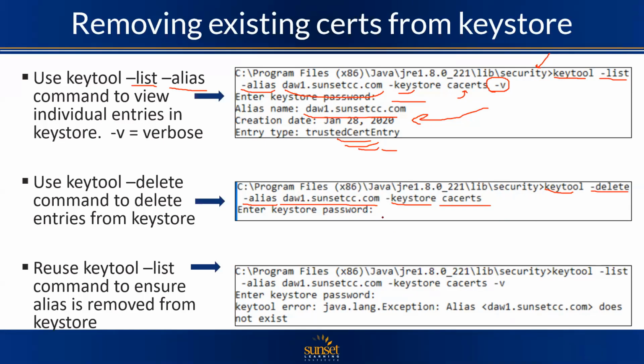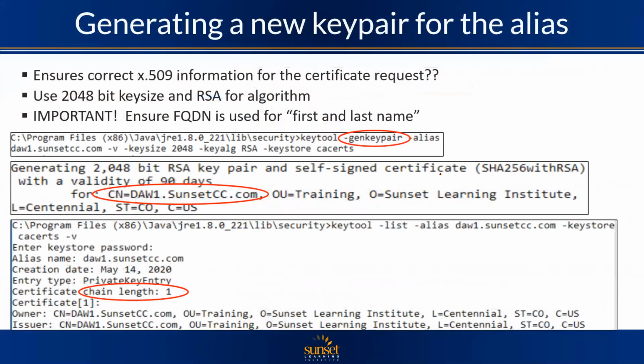And again, I hit enter on the password changeit. And now you see at the bottom, I'm doing another Keytool -list command, again looking for the alias daw1.sunsetcc.com and the keystore CA certs. And when I type my password changeit, it comes back with an error, Keytool error: Alias DAW1 does not exist. So this is my only real input on the fact that if you put in an alias name up top and it doesn't exist, you just get an error, but it tells you why, because it's not there. All right, sounds good.